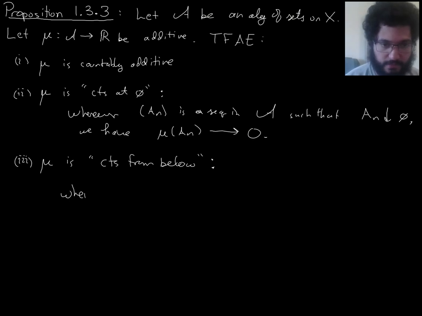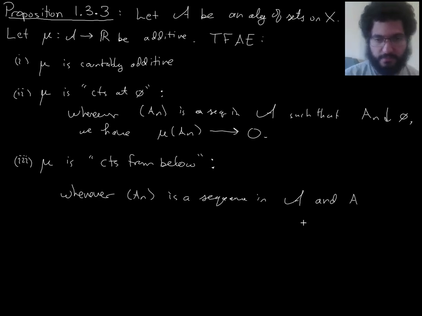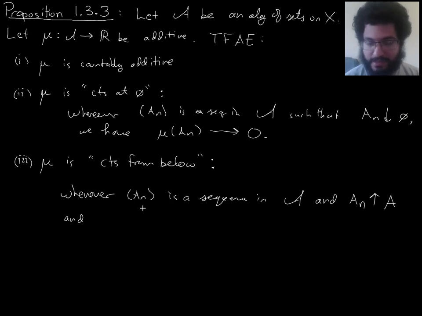Whenever AN is a sequence of things in A, in fancy A, and they build up to this set, let's call it A, and now I'm going to start talking about the mu of the ANs, which is fine, but I also need to talk about the mu of the A, right? This statement here says that A is the union of all the ANs, right? That might not be in fancy A. We didn't have that problem up here since we were talking about the empty set, and that's in fancy A.